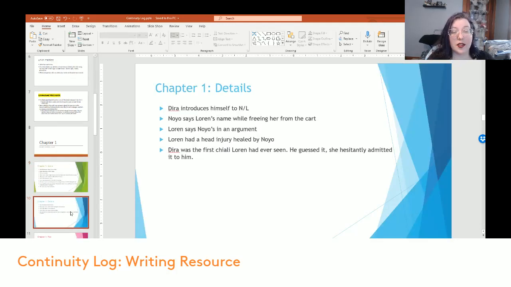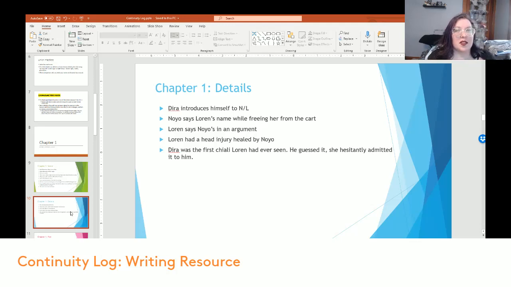Now, the details are a little more conceptual than anything else, like Dira introducing himself, whereas Noyo and Lauren didn't introduce themselves. He just happened to hear their names as they were talking to one another. So, if I did need to refer to this later on, I wouldn't be sitting there wondering in chapter 6, did Noyo actually give their name to Dira, or did he just extrapolate it? I don't remember, if it did come up.